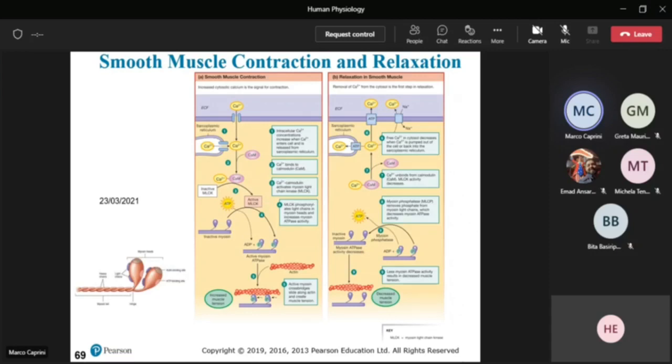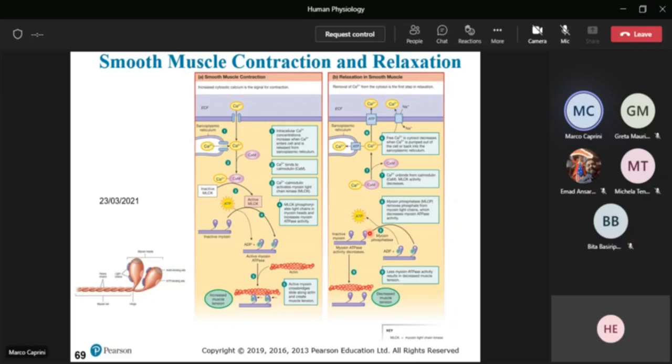But another important point here, you can see in the point 8, the myosin phosphatase, myosin light chain phosphatase, removes the phosphate from the myosin light chain, which decreases the myosin ATPase activity. It's an enzyme, so they have also the myosin phosphatase activity. In this case, is a phosphorylation. In this case, is a dephosphorylation.